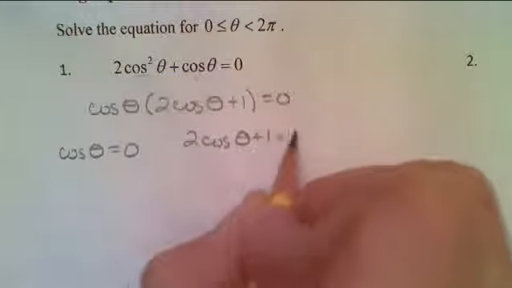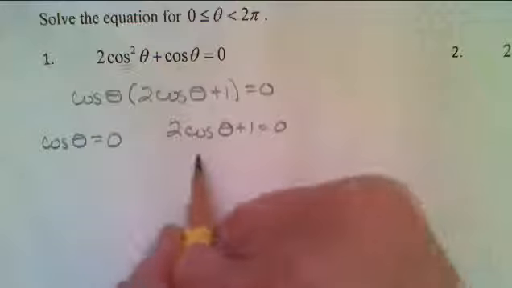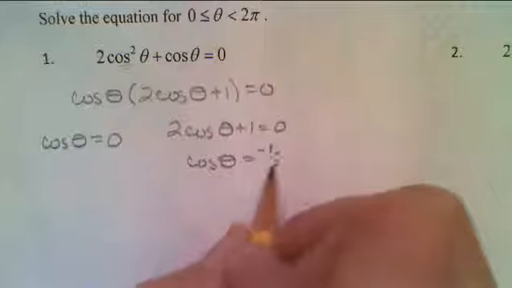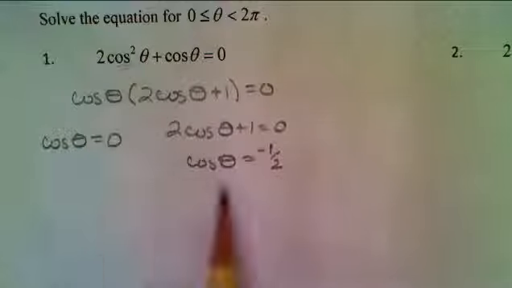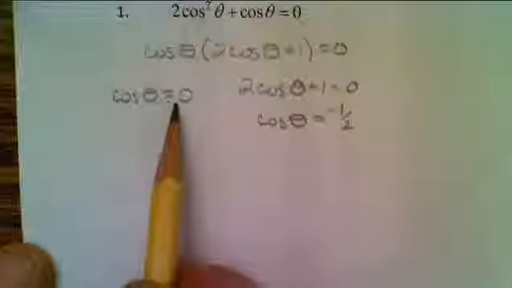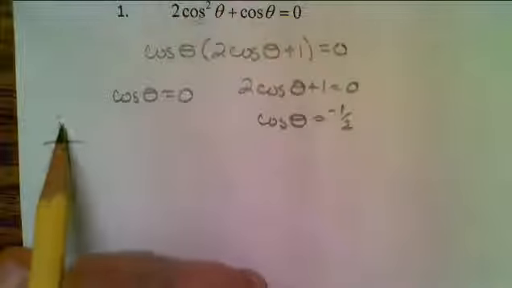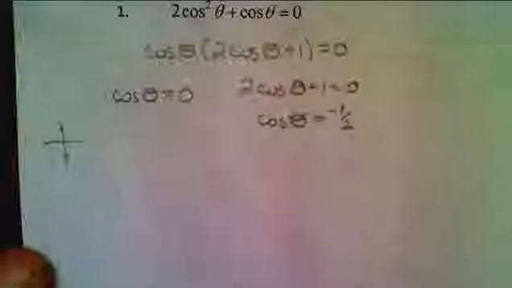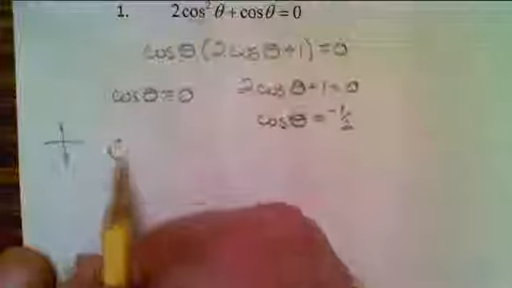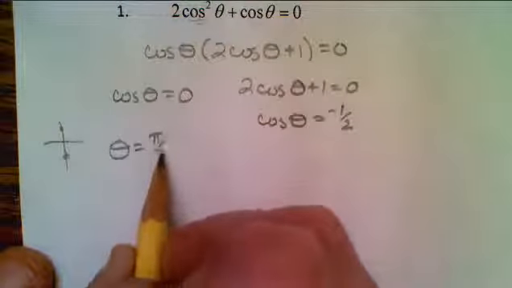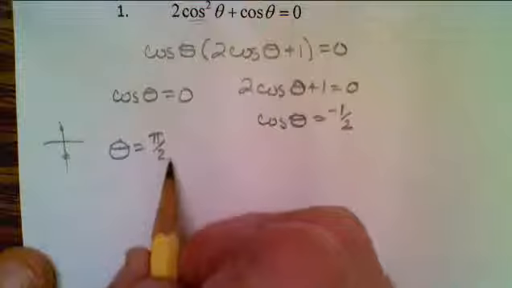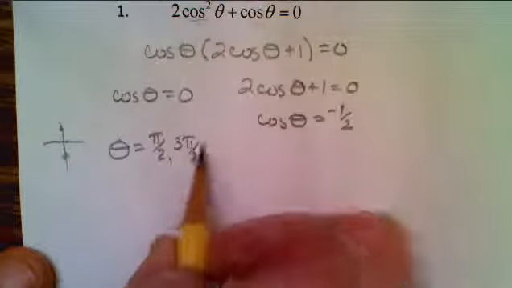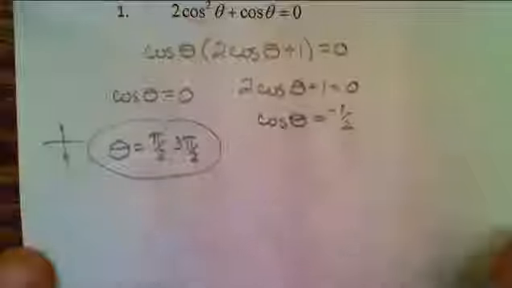And so for the second one, when I set it equal to 0, I have to subtract 1, divide by 2. I get the cosine of theta is negative 1/2. So now I really have 2 problems like we had on day 1. I have to figure out what angle has a cosine of 0. Cosine is 0 when x is 0. So that's going to happen at pi over 2 and at 3 pi over 2. And we're still in that range between 0 and 2 pi.